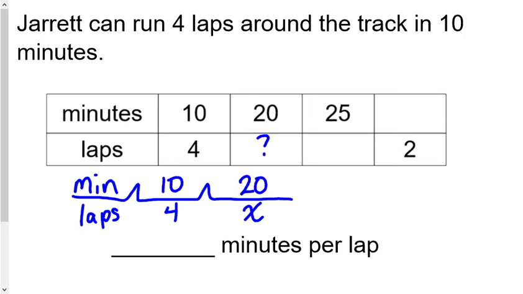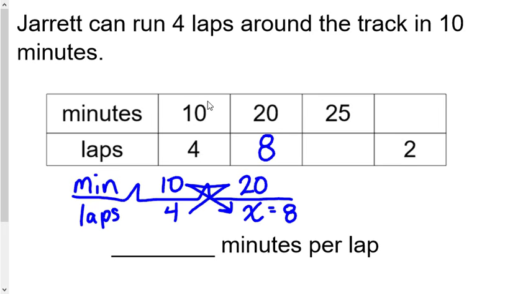We can totally solve that by cross multiplying and then dividing. 4 times 20 is 80, and 80 divided by 10 is 8. So our answer here is going to be 8. He could run 8 laps in 20 minutes.